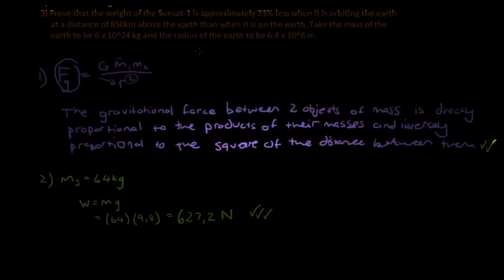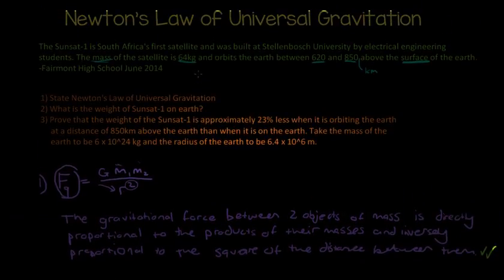Let's just scroll up a bit. There you go. Prove that the weight of the Sunsat 1 is approximately 23% less when it is orbiting the Earth at a distance of 850 kilometers above the Earth than when it is on the Earth. Take the mass of the Earth to be 6 times 10 to the power of 24 kilograms. So that's really heavy. And the radius of the Earth to be 6.4 times 10 to the 6 meters, right? 6.4 million meters.